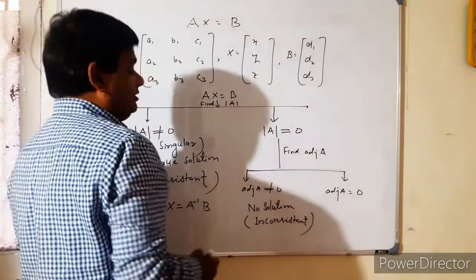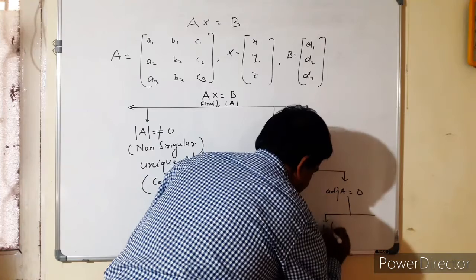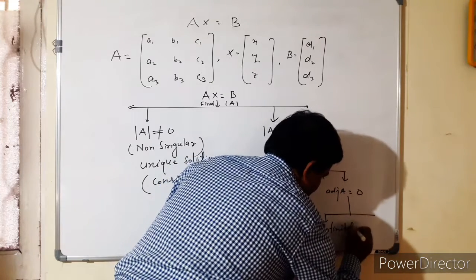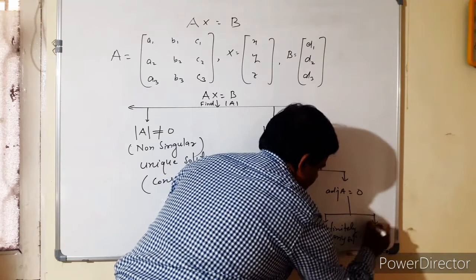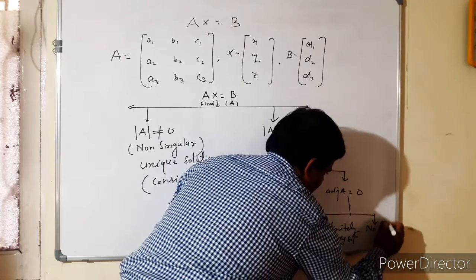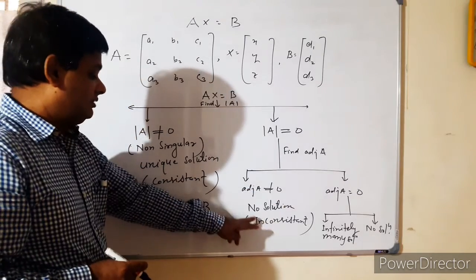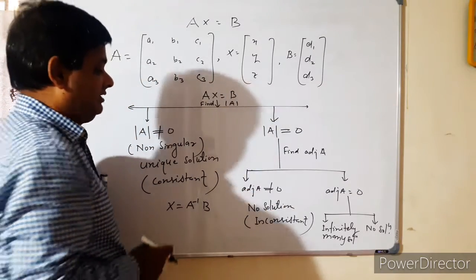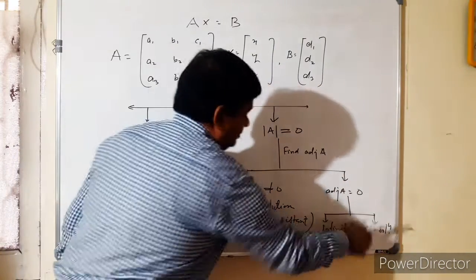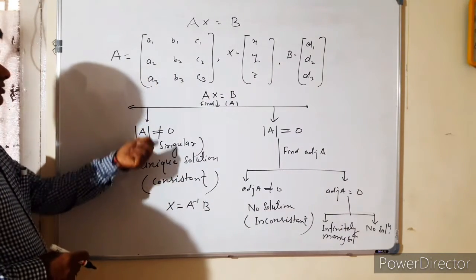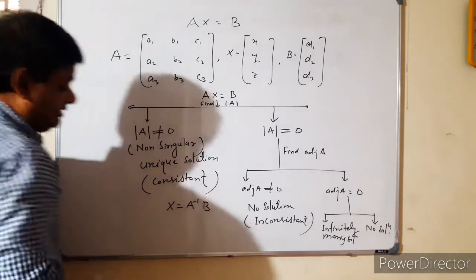If adjoint A is equal to 0, there will be infinitely many solutions or no solution. So if adjoint A is not equal to 0, no solution, inconsistent. Adjoint A equal to 0, infinitely many solutions or no solution. Here for non-singular, determinant A not equal to 0, unique solution, consistent, the formula X equal to A inverse B is used.